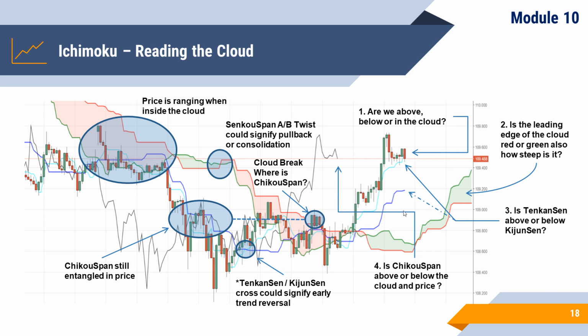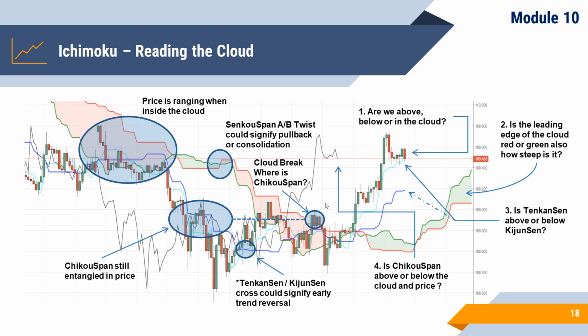So looking at the leading edge at this stage, you'd probably notice that it's just started to turn upwards. So not really pointing up steeply, but it is bullish. 3, where is Tenkan-sen in relation to Kijun-sen? We have Tenkan-sen above Kijun-sen, so that is bullish. And 4, where is Chikou Span? Is it above or below, or still entangled in price?